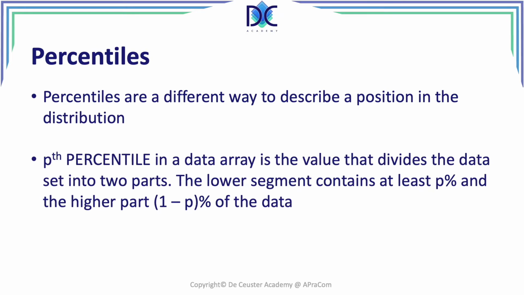And the p percentile, whatever positive integer p we select, is basically the value that divides the data into two parts. We have a lower segment which contains at least p%, and the higher part which is 1 minus p% of the data. The 50th percentile, 50%, is basically the median, because it means that we have 50% to the left and 50% to the right, and that's exactly the definition of the median.